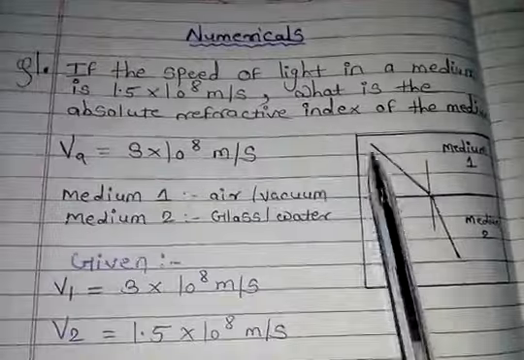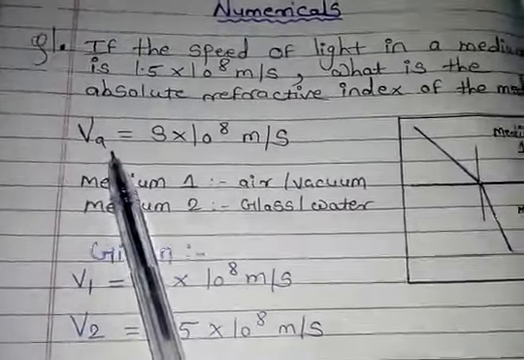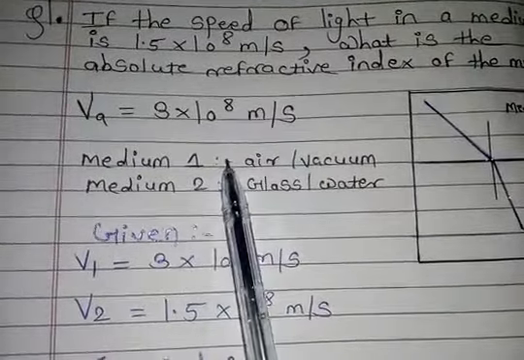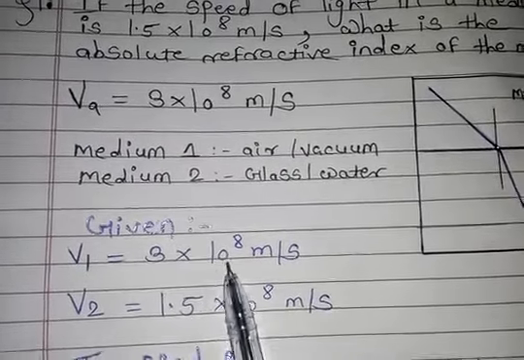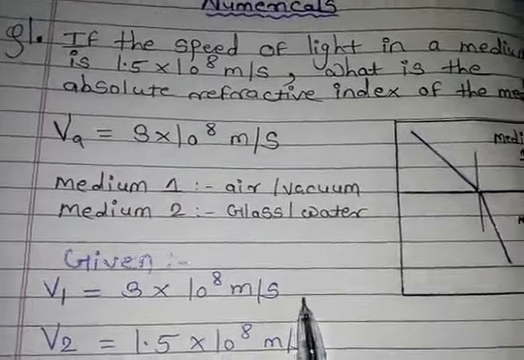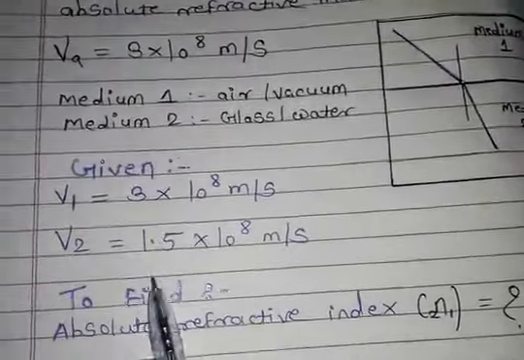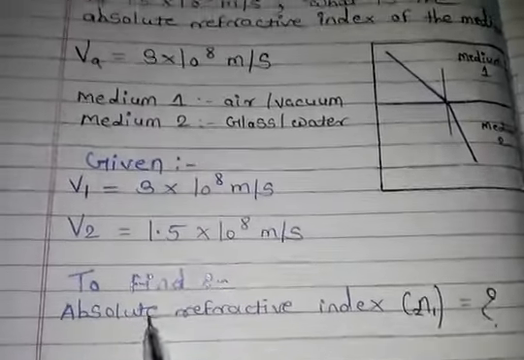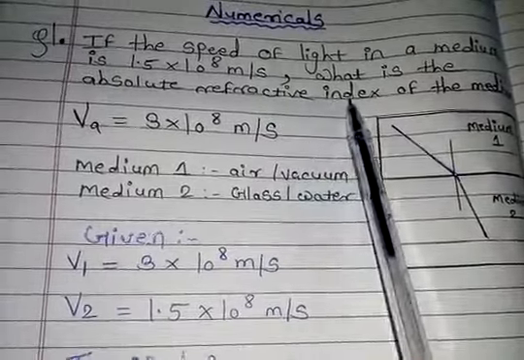So what is given in the whole question? Let's take VA, that is the speed of light in air, in medium 1, which is V1, equal to 3 into 10 raised to 8 meter per second, and V2 is given over here, that is 1.5 into 10 raised to 8 meter per second. And what we have to find out? We have to find out the absolute refractive index.